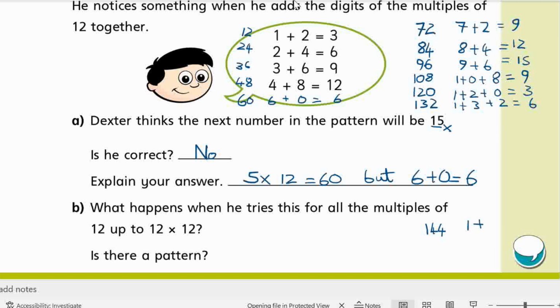This pattern is strange. They're all multiples of 3, but okay. So this one equals 9 again. Okay. So one thing we can say is they are all multiples of 9, but there doesn't seem to be a pattern. Yeah, exactly. It's just random. Because look, we've got 3, 6, 9, 12, 6, 9, 12, 15, 9, 3, 6, 9. I can't see any pattern there.